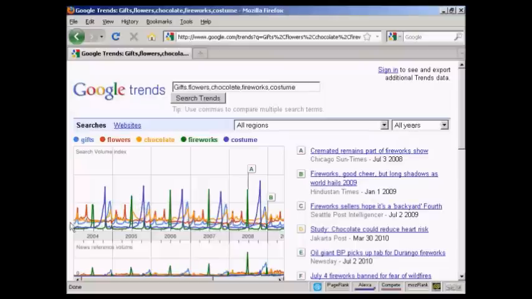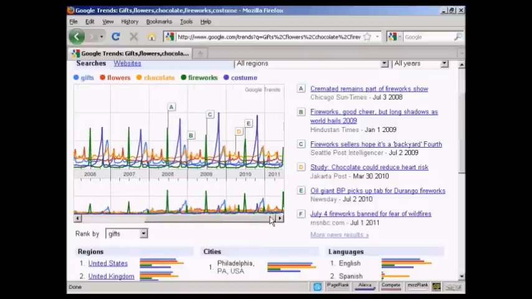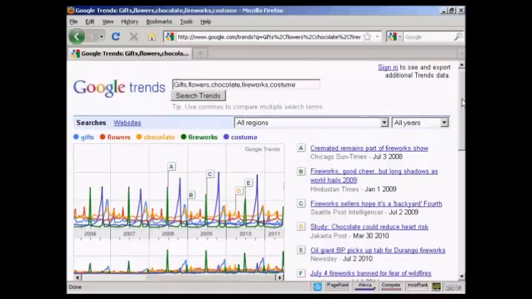You can find that flowers peaks around Valentine's Day. Fireworks tends to peak in the middle of the summer, mainly because the 4th of July in America gets a lot of searches and lots of airplay, lots of news. Costumes again tends to peak around Halloween, because countries like America, Ireland, Britain, Germany have Halloween parties and people dress up in fancy costumes and so on. But you can also use this to analyze trends and show where your product or service might be better aimed at a specific place at specific times of the year.